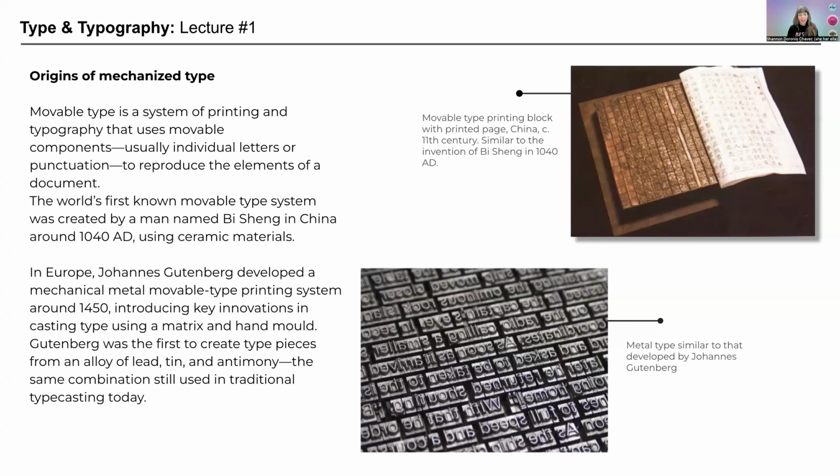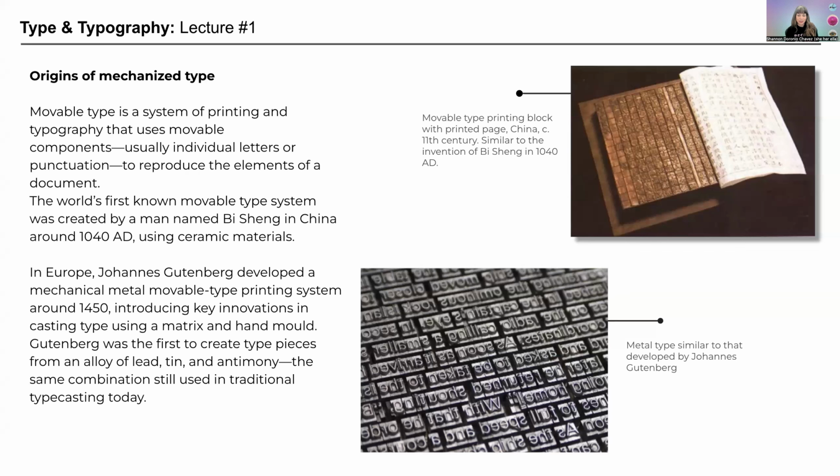In Europe, Johannes Gutenberg developed a mechanized metal movable type system around 1450, which introduced key innovations in casting type using a matrix and a hand mold. Gutenberg was the first to create typepieces from an alloy of lead, tin, and antimony. The same combination is still used in type casting today. So what you see to the bottom on the left is metal type similar to that developed by Johannes Gutenberg.